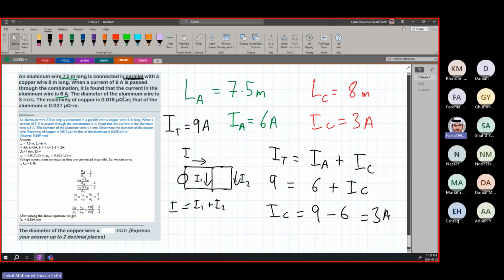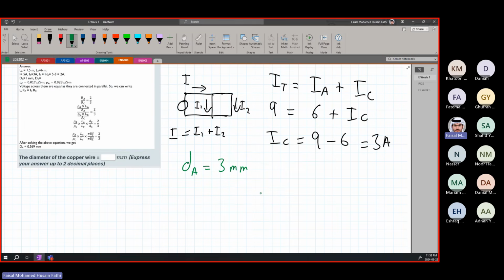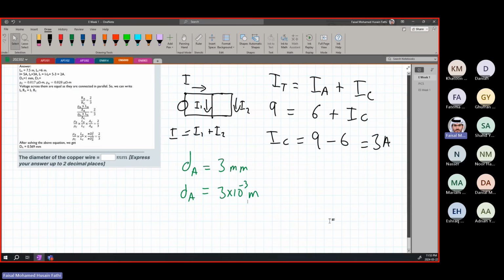Now it says the diameter of the aluminum wire is 3 millimeters. Again, we're going to just convert this directly into meters. It is equal to 3 times 10 to the minus 3 meters. All right, I'm just going to do it quickly as a shortcut.